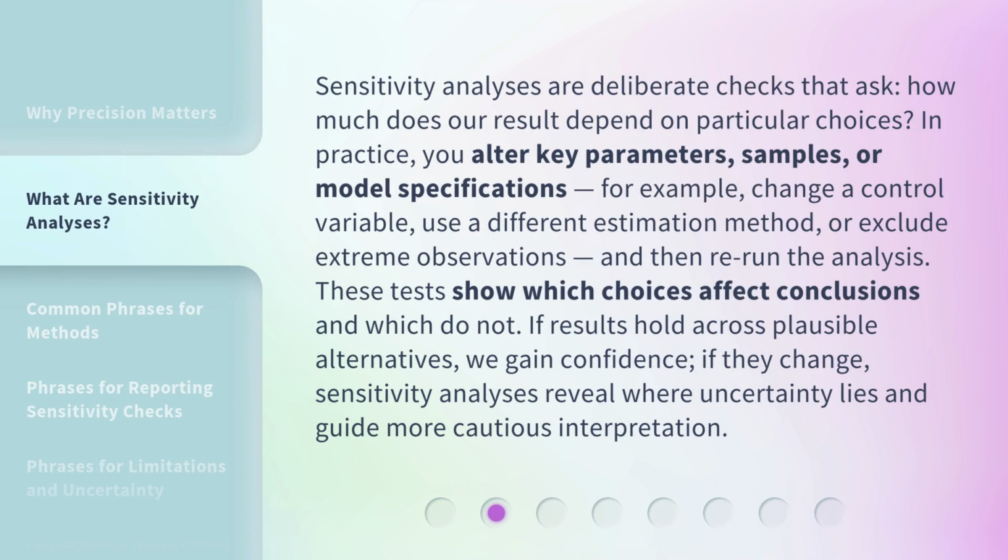Sensitivity analyses are deliberate checks that ask, how much does our result depend on particular choices? In practice, you alter key parameters, samples, or model specifications. For example, change a control variable, use a different estimation method, or exclude extreme observations, and then rerun the analysis. These tests show which choices affect conclusions and which do not. If results hold across plausible alternatives, we gain confidence. If they change, sensitivity analyses reveal where uncertainty lies and guide more cautious interpretation.